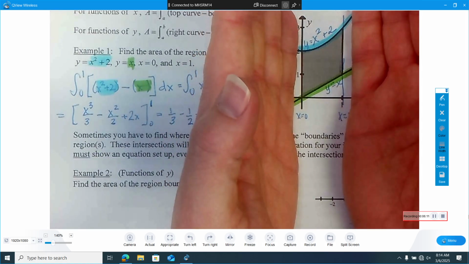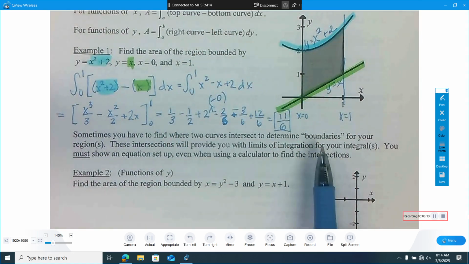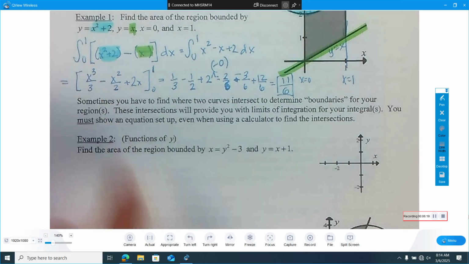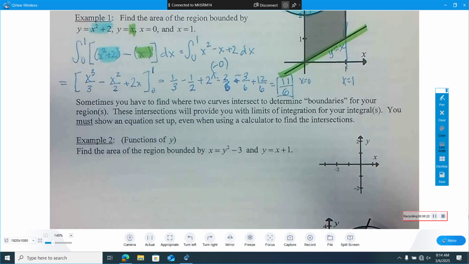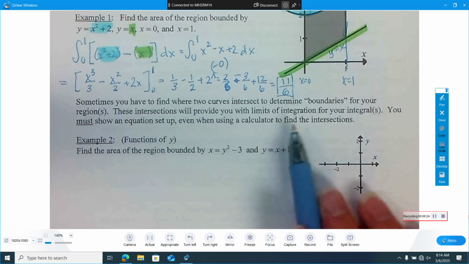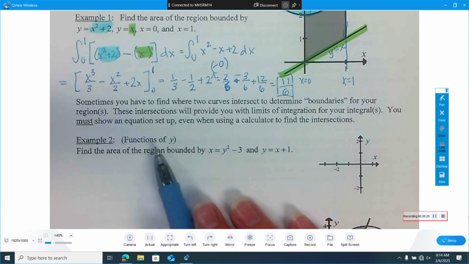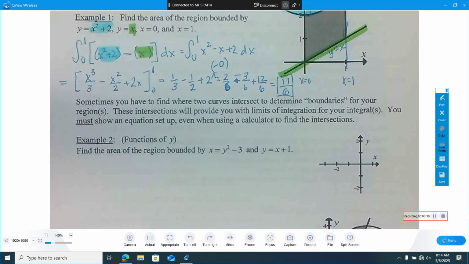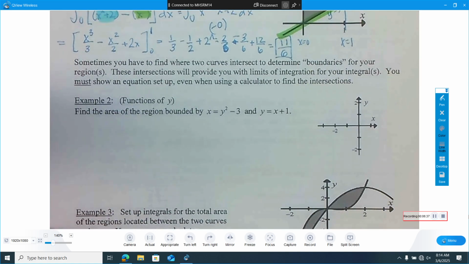This one, it was really clear. We were going from 0 to 1. But we do sometimes need to find the boundaries for your regions. What is our integration? What are the limits of that integration? These intersections will provide you the limits of your integration, and you must show an equation setup, even when using a calculator, to find those intersections. This first one we're going to do by hand, but number 3, we're going to use a calculator.